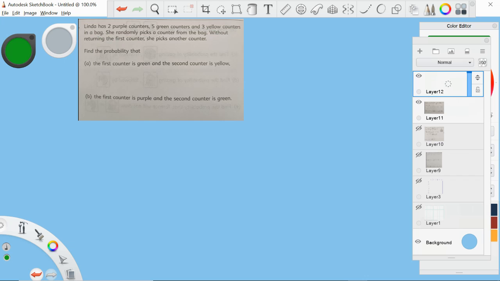Okay. So let's start with the first one. What is the probability that the first counter is green? There are 5 green counters out of a total of 2 plus 5 plus 3. That's 10. So the probability of pulling a green counter on the first pull is 5 out of 10, or 1/2. And I should actually write this out. So this is 1/2, and this is the probability of pulling green on the first pull.